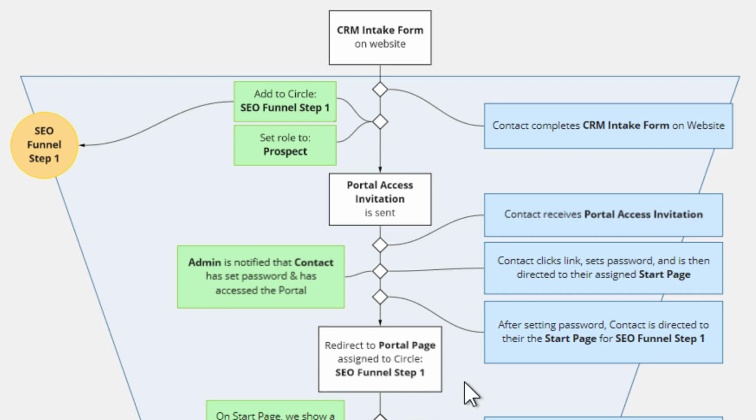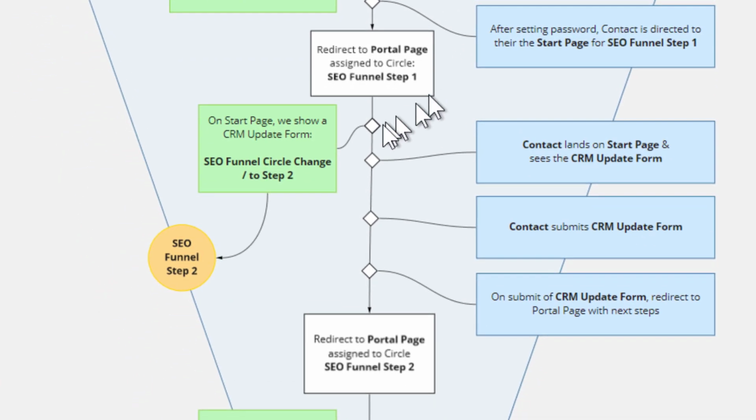What we're now going to create is the CRM update form that shows on this page. They'll complete that form and we'll have that form be the trigger to switch them to the next circle in the progression, which will then also control what they see when they log in, and we'll configure this form so that after it's completed, it will redirect to the next portal page in the progression.